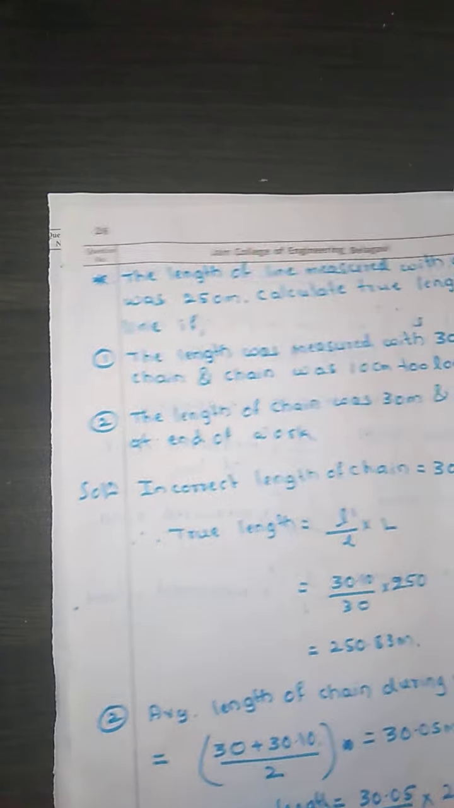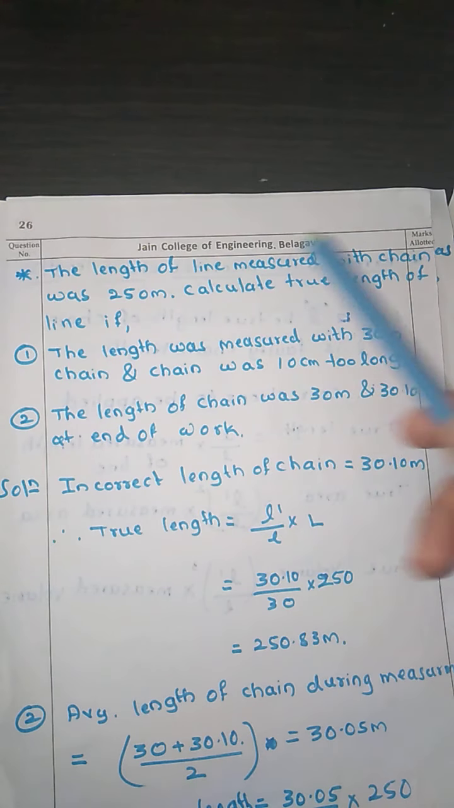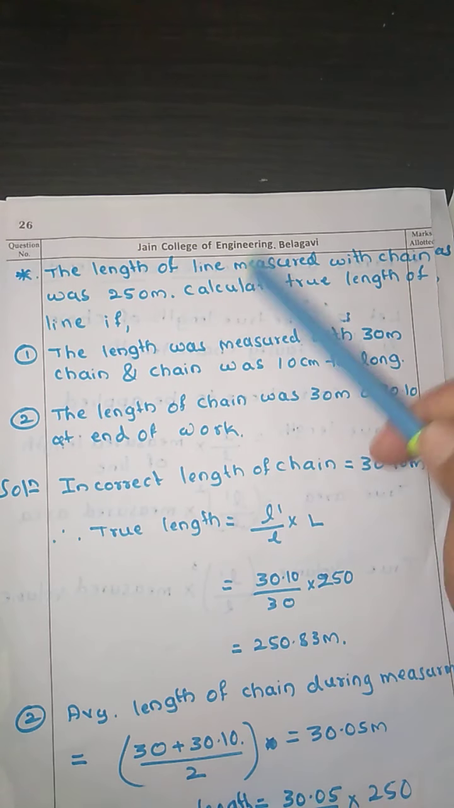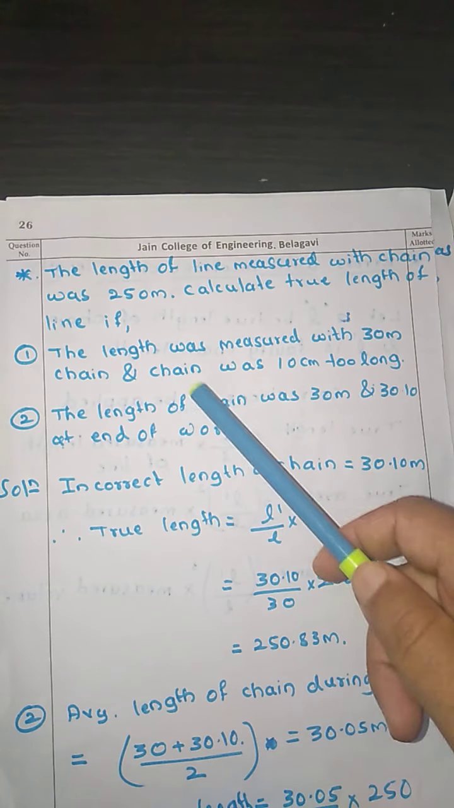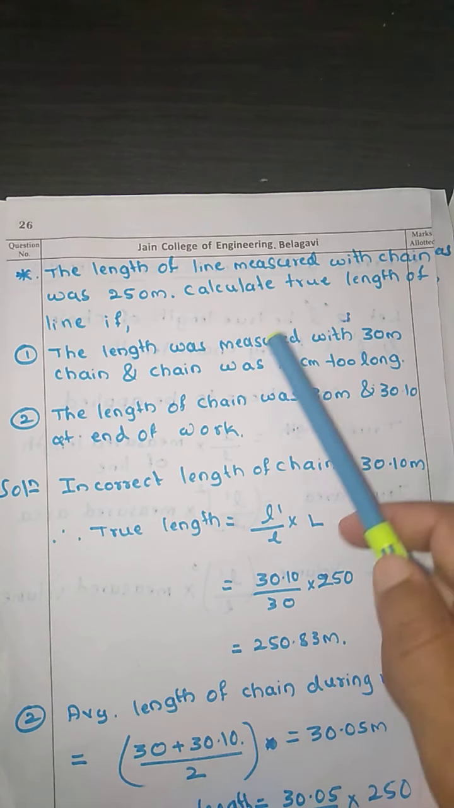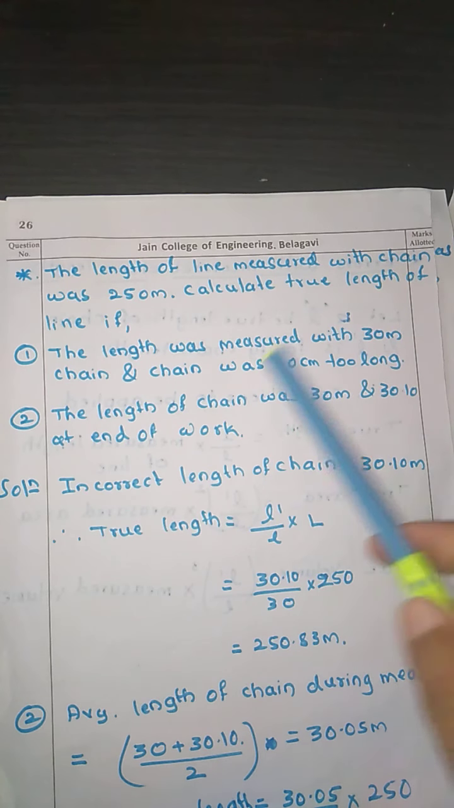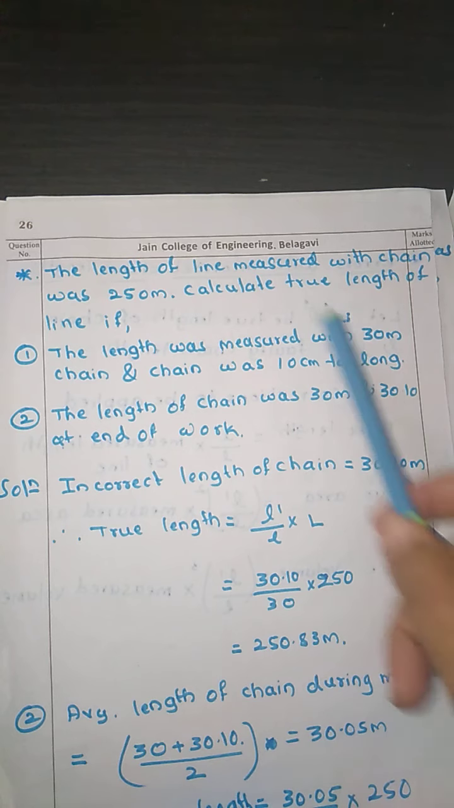The length of the line measured with the chain is 250 meters. Calculate the true length of the line. The length was measured with a 30-meter chain and was 10 centimeter too long. That means the faulty distance will be 30 plus 0.1 meter. So this is the first condition.